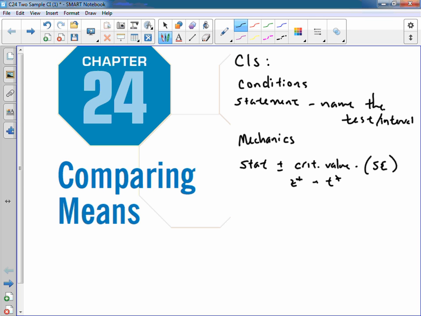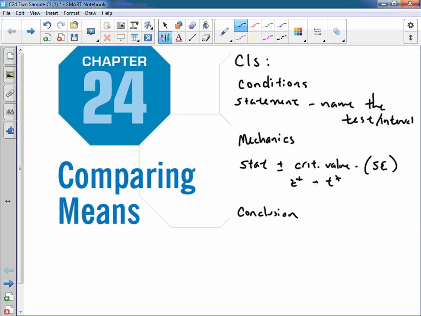And then after you get the interval, you have to write a conclusion statement. I am 95% confident that. I am 90% confident that. I am blank percent confident that. So you have to keep making those same steps for the confidence interval.